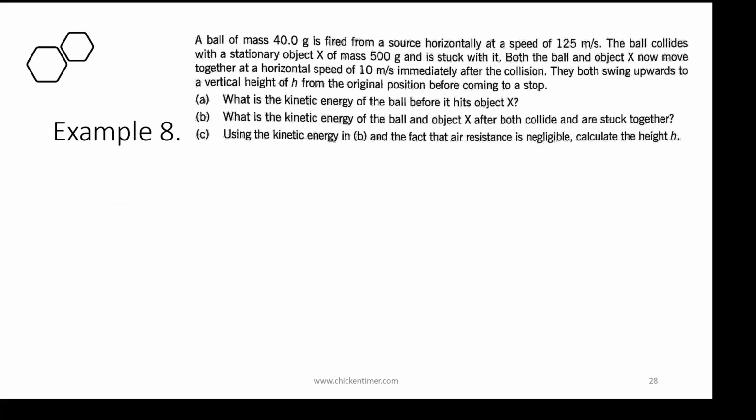312.5. First answer. How do you get the answer? A ball of mass 40 grams is fired horizontally at a speed of 125. I'm a very visual person, I need to draw. So the ball, v is 125, mass is 40 grams, which I convert by dividing by 1000 to 0.04 kg.